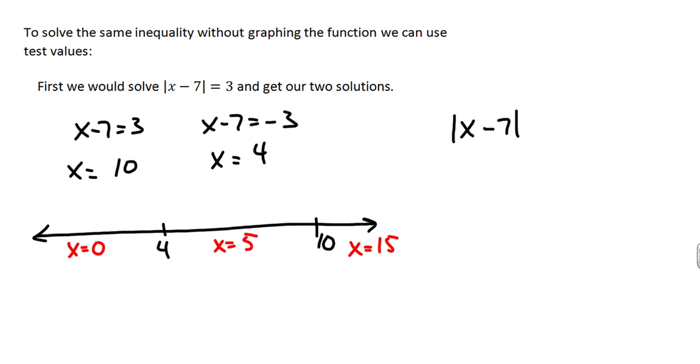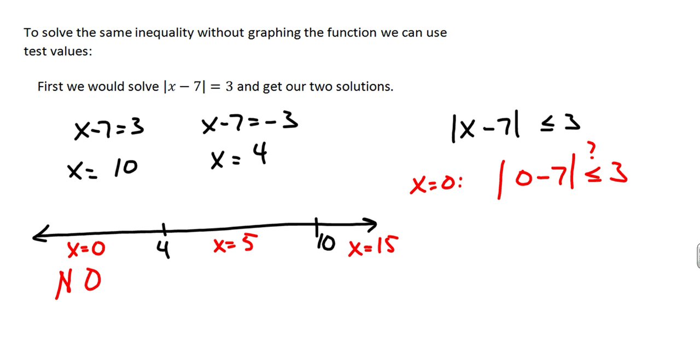Does the absolute value of x subtract 7 come out less than 3? If I use x equals 0, I get the absolute value of 0 subtract 7 less than or equal to 3. True or false? Well, the absolute value of 0 subtract 7 is 7. 7 is not less than 3. So the numbers in the interval represented by x equals 0 aren't going to satisfy the inequality.